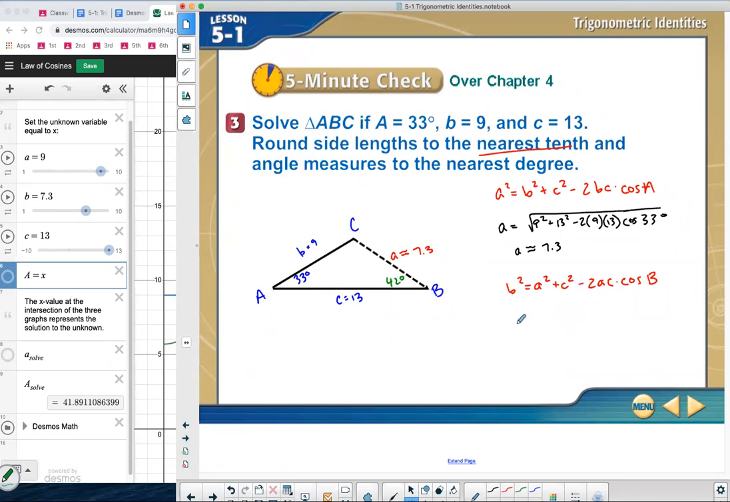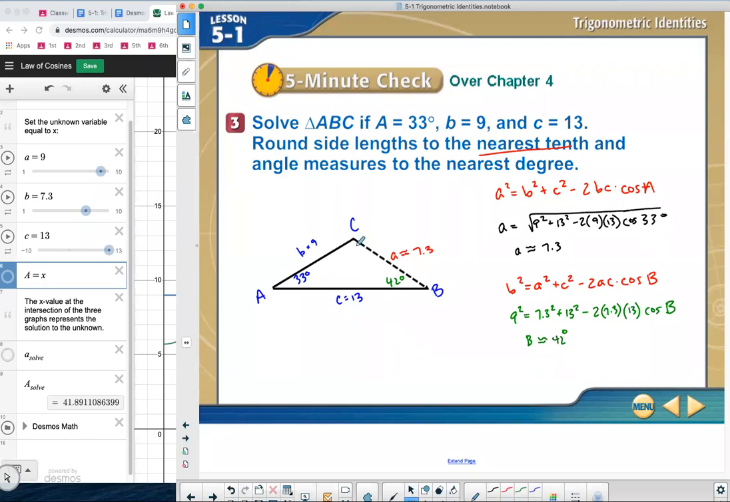So again, on this one, if you solve this, you would have 9 squared equals, A was 7.3, C is 13, minus 2 times 7.3 times 13 times the cosine of B. And you would go through your algebra to solve that. You'll subtract those two values over, and then you would divide by this front portion and then take the inverse cosine. And you'd come up with that capital B is approximately 42 degrees. Oops, it's just the calculator does it a lot faster than we do.